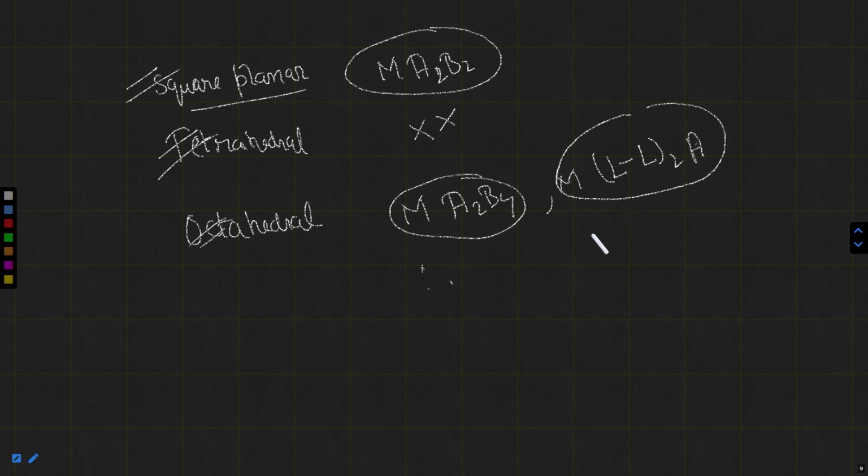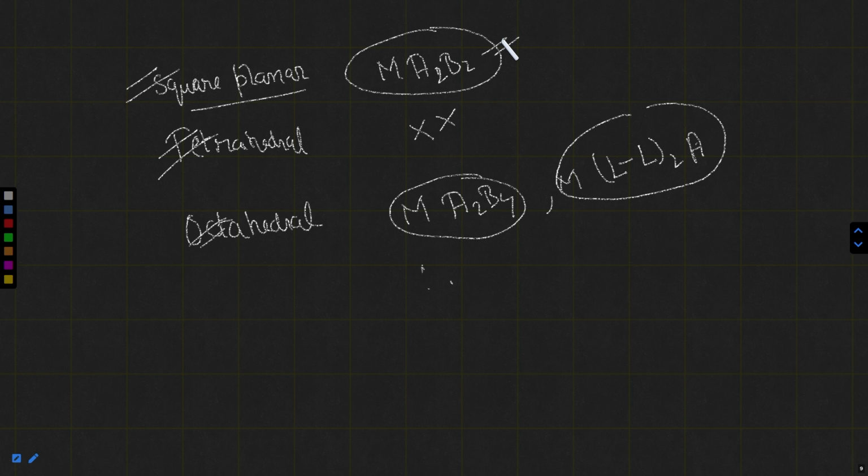Now, if I ask you how many geometrical isomeric pairs are possible for square planars, what will you say? If I'm telling pairs, then you will say one pair is possible, right? Cis and trans. For a square planar, only one pair is possible. So this should be kept in mind. If the question is asking the number of pairs, then I would say only one pair is possible. Now, if they're asking to write the number of geometrical isomers that are possible, then you will say that two geometrical isomers are possible, cis and trans.